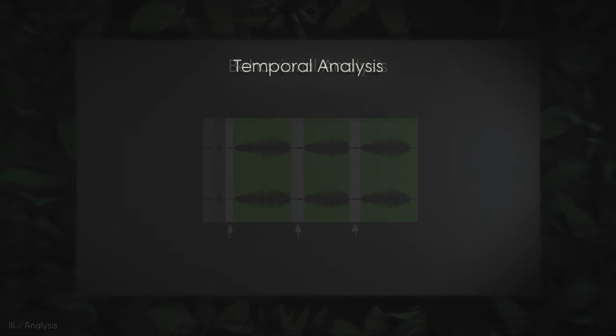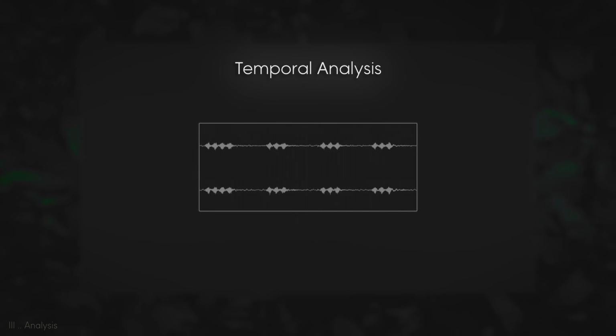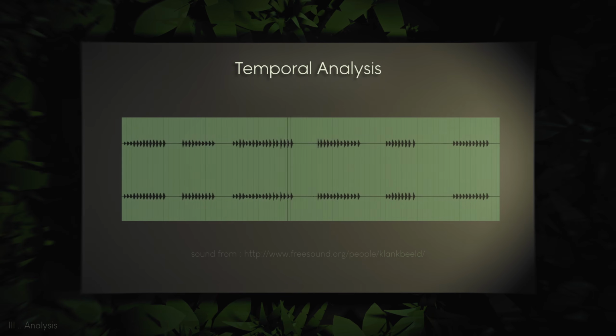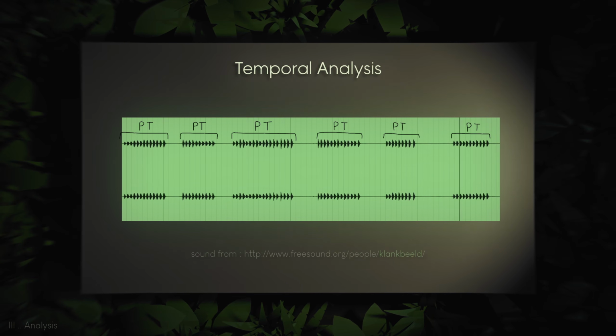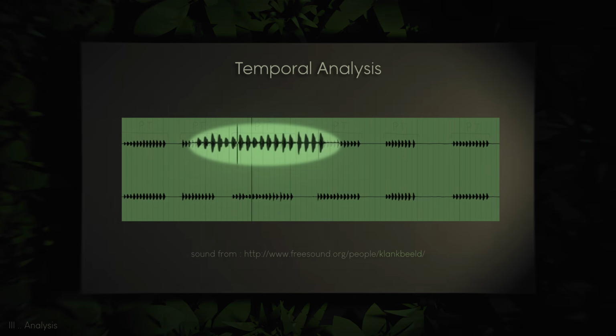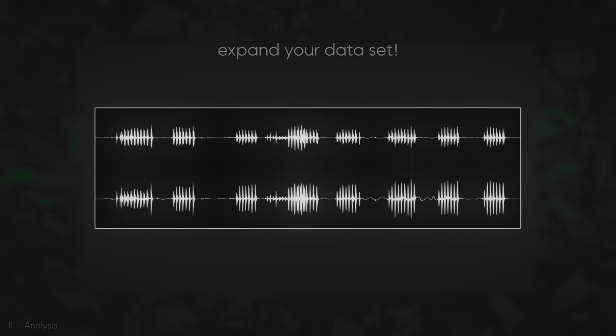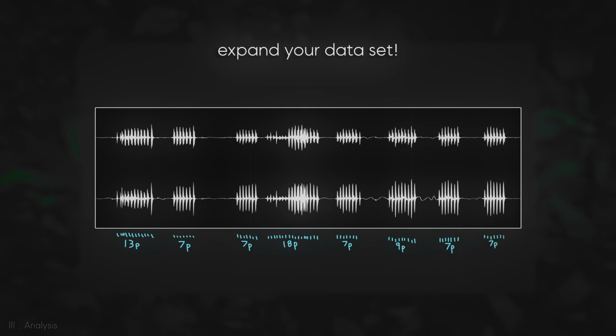Moving on to temporal analysis, it's helpful to identify pulses and pulse trains and how their amplitudes change over time. Let's take this simple example of a cricket chirp sound. The chirp itself is the pulse train, which when we zoom in, we can see is made up of individual pulses. It's important then to analyze multiple chirps so we have more information to work with and observe how the amount of pulses in each pulse train varies.